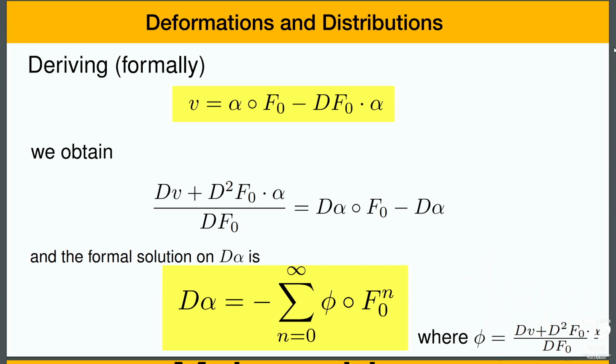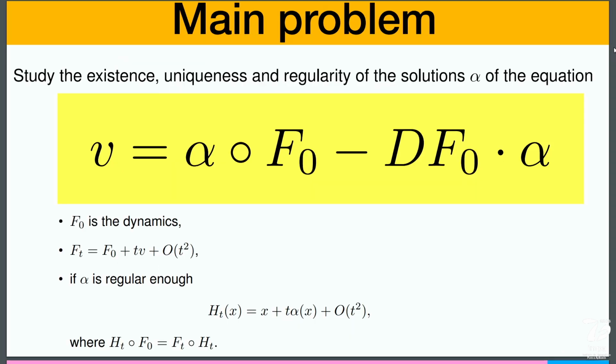Okay? So you can do that just in a formal way, because this is actually not a function, right? This is actually not a function, but it is a distribution. Okay? So I'm going to prove that this is a nice distribution, and this implies in some situations that alpha is regular. Okay, so that's the main problem.